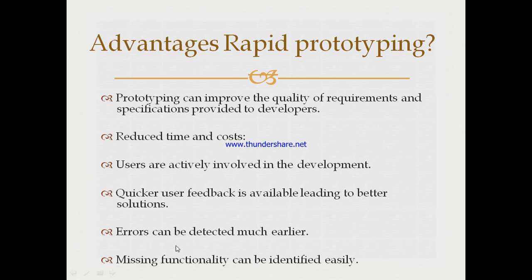Errors can be detected at a much earlier stage, because when we go for layer to layer manufacturing, at each and every stage we get feedback, so we can easily detect the error. Missing functionality can be identified easily. In this rapid prototyping, the prototype gives the actual scenario of our final product, so if any part or functionality is missing, it will easily indicate it.